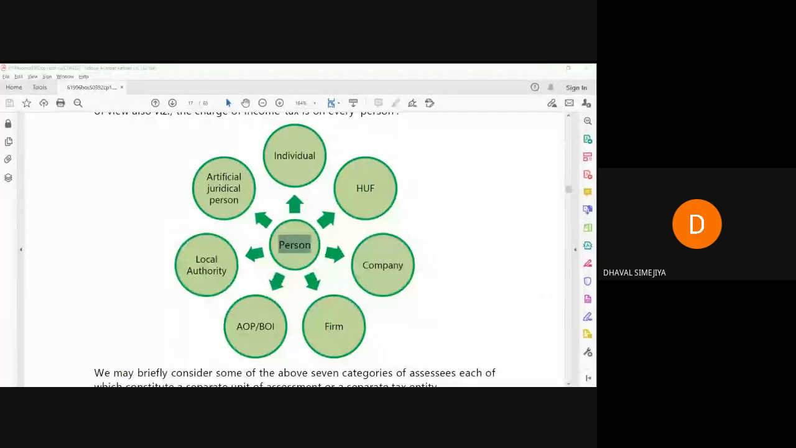So someone will tell you that Reliance Limited is a person. You will laugh: what are you saying? Reliance Limited is a company, it's not a person. It's a non-living thing. No, I am talking from the perspective of income tax. Then you will say, okay, then you are correct. Person includes individual, HUF, company, firm, AOP, BOI, local authority, artificial juridical person.